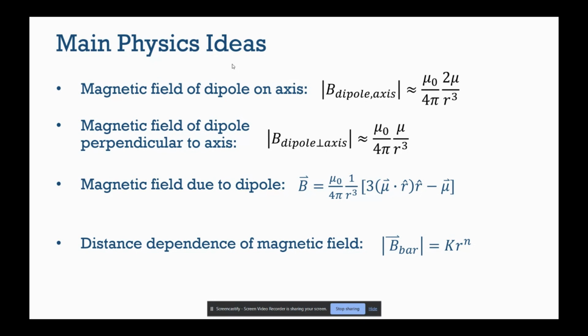The general equation of a magnetic field due to a dipole is given here, and the special cases of the dipole on axis and perpendicular to axis are also expressed in this equation by the dot product. We also look at the distance dependence of a magnetic field, in which the magnitude is equal to a constant k times r to the n. As you can see here, we predict that n will be equal to -3 because the magnitude of the magnetic field due to the dipole on axis depends on 1 over r to the 3.